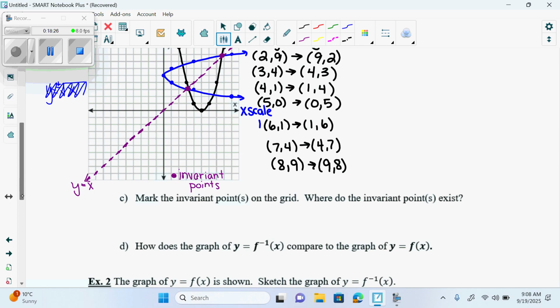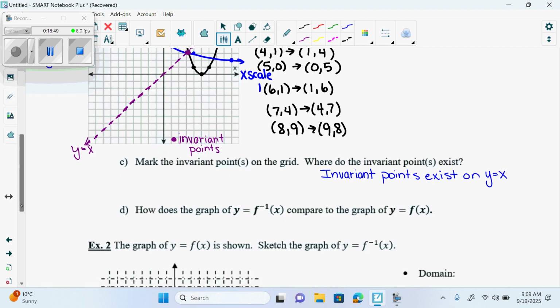We mark the invariant points. Where do they exist? They exist on y equals x. Okay. And how does the graph of y equals f of negative x compare to the graph of y equals f of x? What's happening? The x and y's flip, switch, whatever you want to call them.